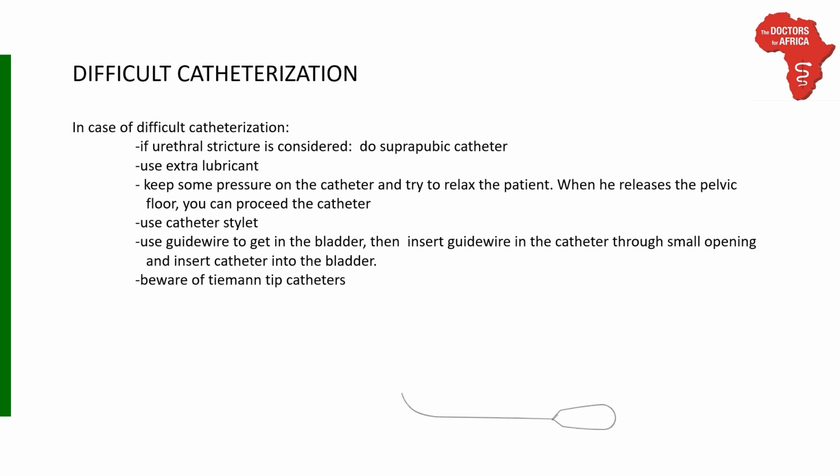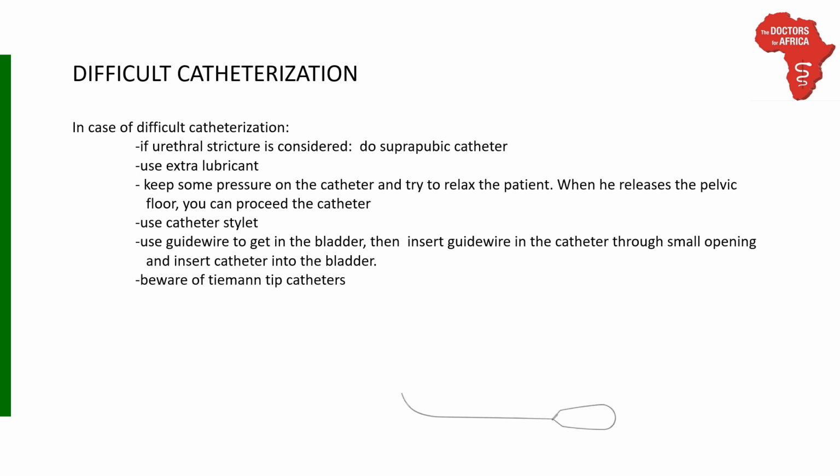You can again use a catheter stylet. Use a guide wire to get in the bladder and then insert a catheter over the guide wire by making a small opening in the tip of the catheter.